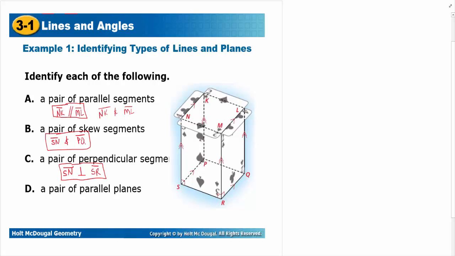So again, we have to label the planes. To label a plane, you label 3 points that lie on the plane. So instead of doing all 4, I'm just going to go K, N, M. So plane KNM, and plane PSR. So those are parallel planes. Again, to label a plane, you just label 3 coplanar points. Okay. So again, you just want to make sure you understand these definitions. If you do, then it shouldn't be hard to label parallel, skew, perpendicular, or parallel planes.